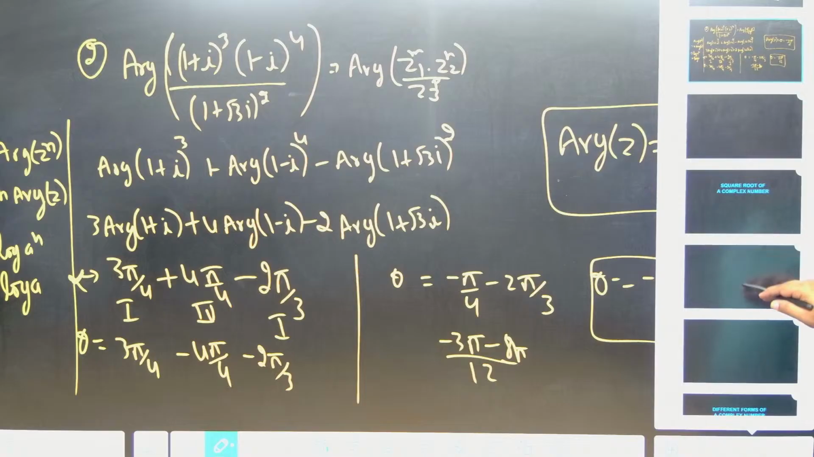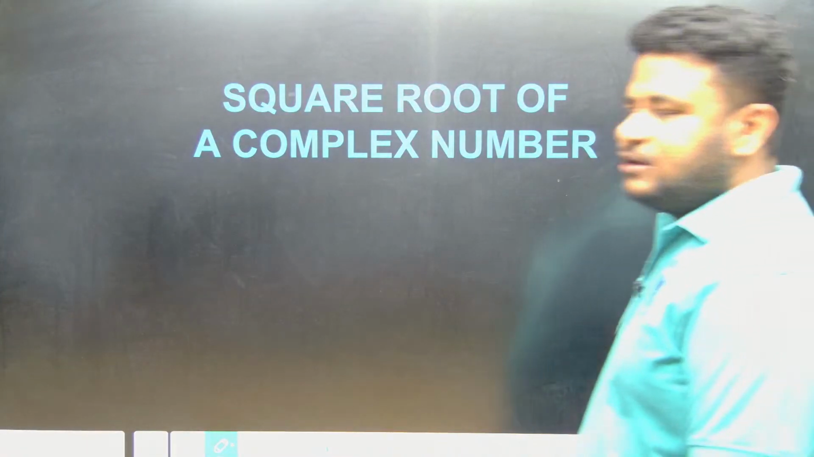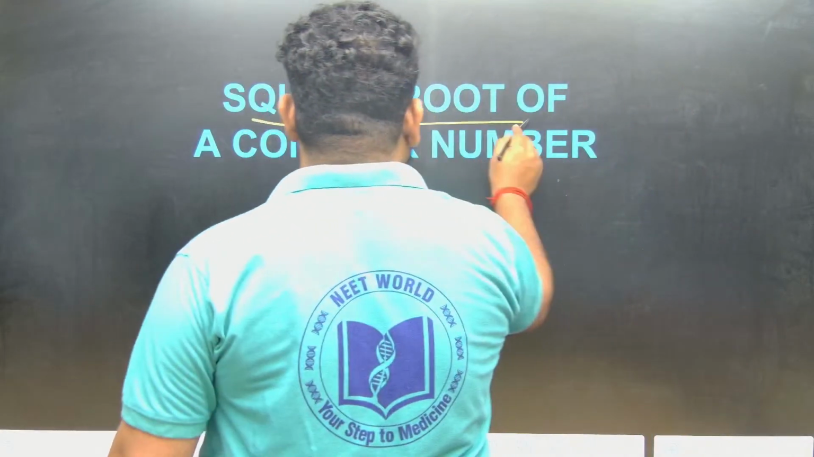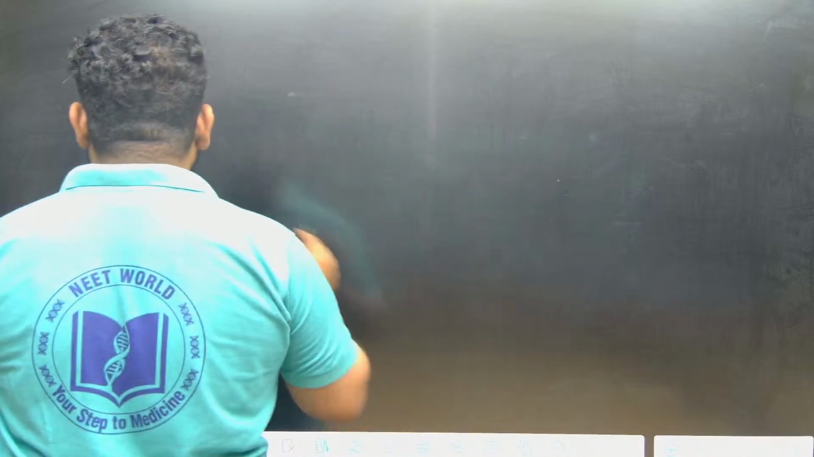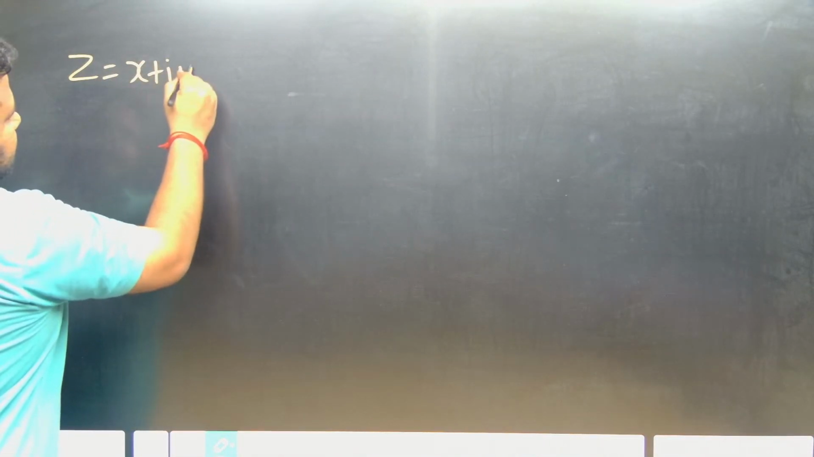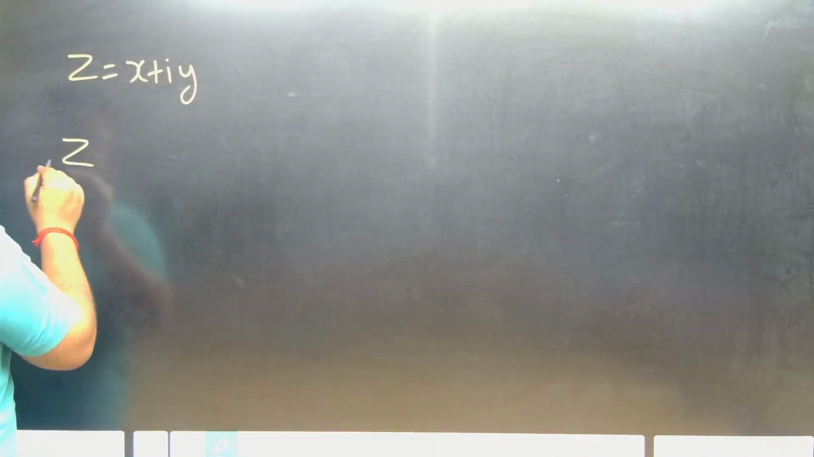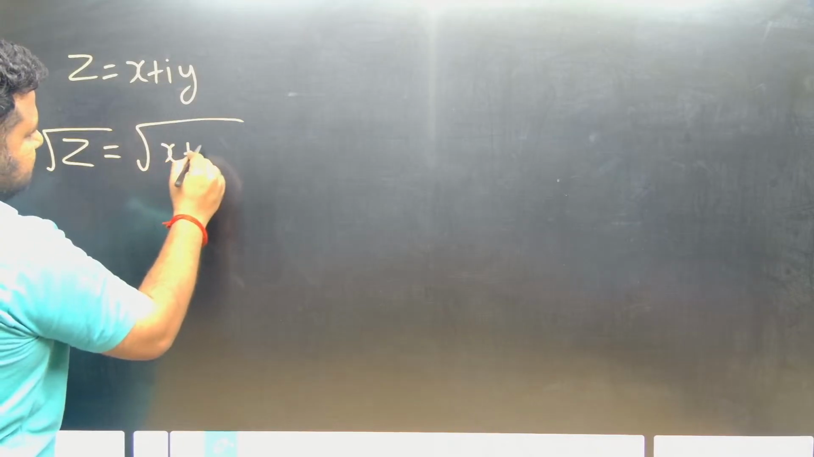Next very important concept is the square root of a complex number. So how to find the square root of a complex number? Suppose they were given z is equal to x plus iy. They are asking the square root of a complex number, which means we have to find the square root of z, that is, the square root of x plus iy.